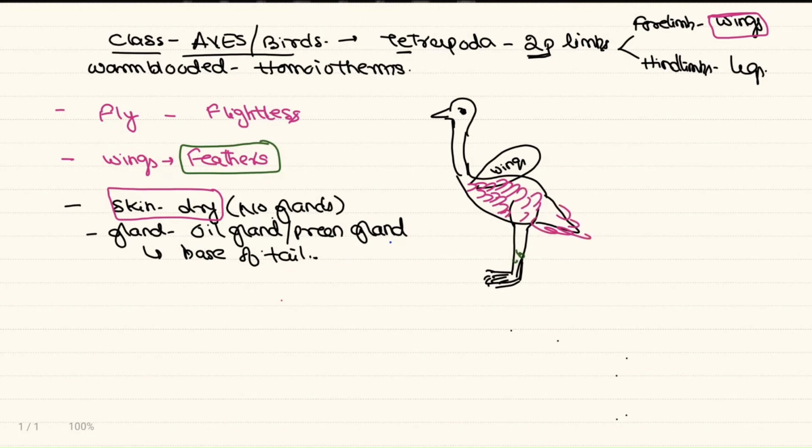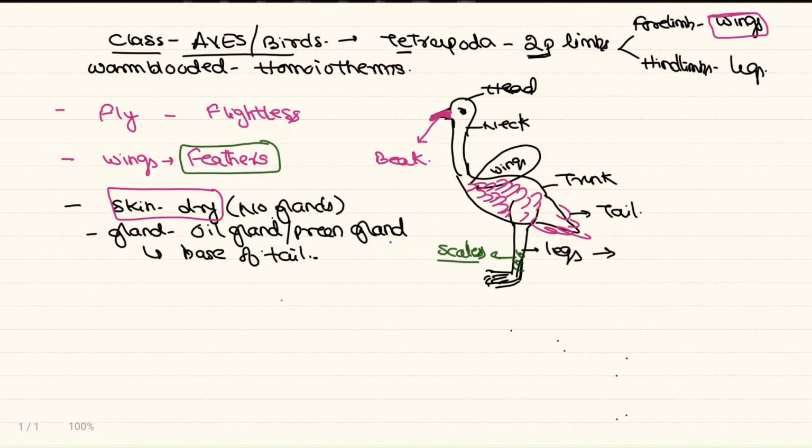The whole body of the birds is covered by feathers. However, in the leg region, you can still find the scales. So skin also has the scales present in the leg region. The head has the beak portion, and this beak will help in the collection of the food. So the basic parts in the body of the bird are the head region, the neck region, the trunk part, and as usual, the tail region.